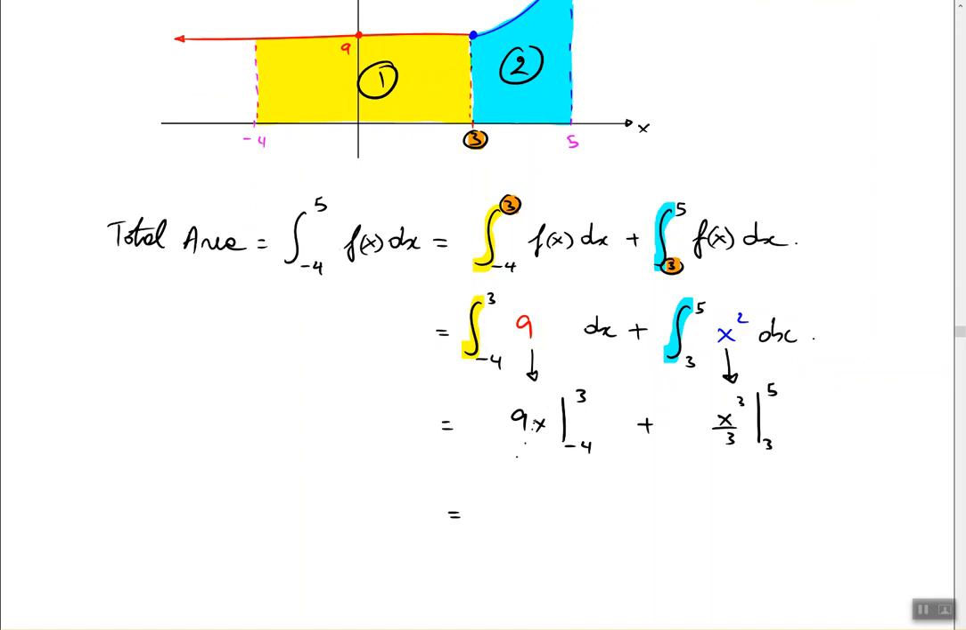Okay, so the 3 goes in first because it's the upper bound. We get 9 times 3. Then the 4 goes in after. We get 9 times -4. Okay, so all of these are the answer of the yellow integral.